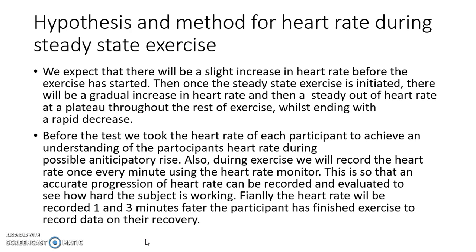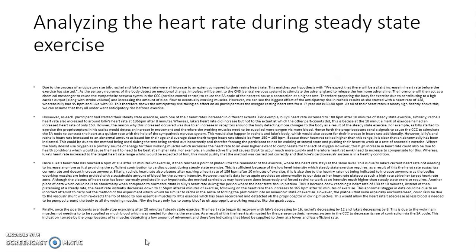We expect that there will be a slight increase in heart rate before the exercise is started. Then once the steady state exercise is initiated, there will be a gradual increase in heart rate, and then a steady heart rate as a plateau throughout the rest of the exercise, ending with a rapid decrease. For the test, we took the heart rate of each participant to understand the participant's heart rate during the possible anticipated rise. Also, during exercise, we will record the heart rate once every minute using the heart rate monitor. This is so that an accurate progression of heart rate can be recorded and evaluated to see how hard the subject is working. Finally, the heart rate will be recorded 1 to 3 minutes after the participant has finished exercise to record data on their recovery.